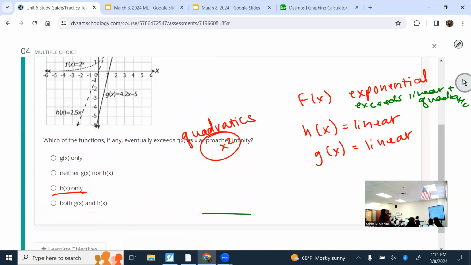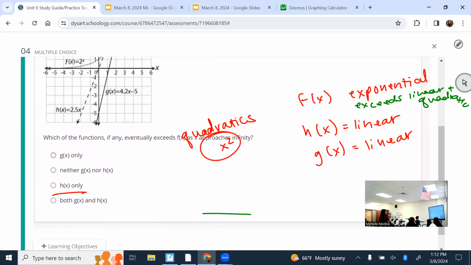So which one will exceed f of x? Will any of them exceed f of x? None. So the answer is neither. Because g of x and h of x are both linear. The one they're asking you to compare it to is exponential. None of them will eventually exceed f of x. That's just something you need to know. Exponential functions always exceed the others. So good, questions on that? All right, questions on any others?